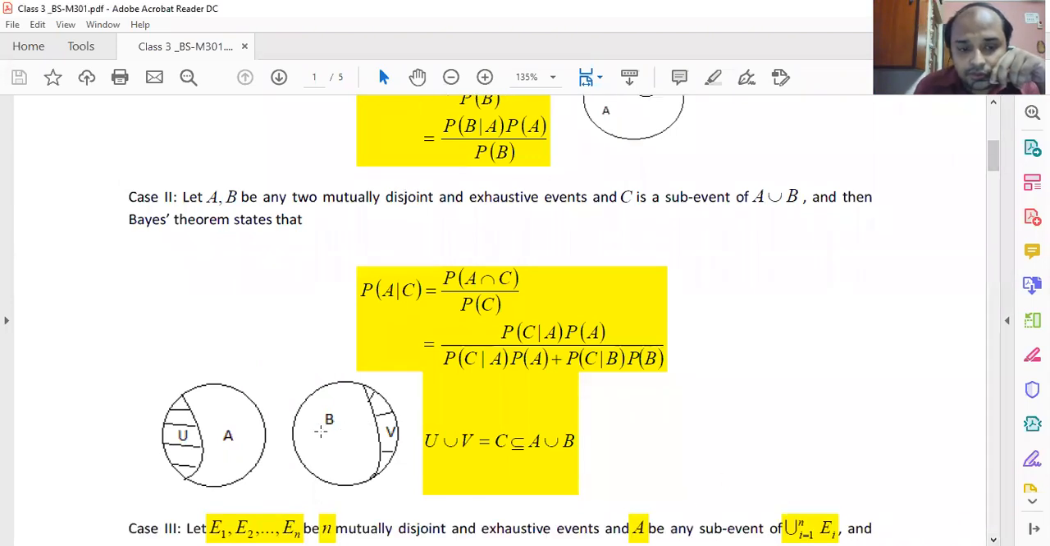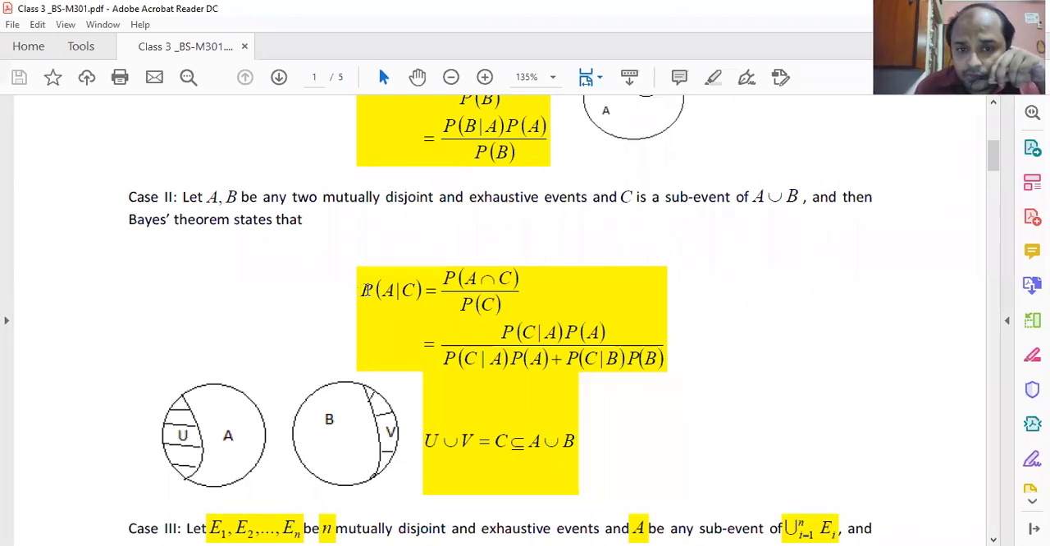So capital A has a sub-event capital U and capital B has a sub-event capital V. Now, if we combine these two sub-events, U and V, by union, then let us name this event capital C. So capital C is the union of the two sub-events. Since capital U is a sub-event of capital A, and capital V is a sub-event of capital B, obviously their union, capital C, will be a sub-event of the union of the two sets, capital A and capital B. So I have written over here that C is a sub-event of A union B.